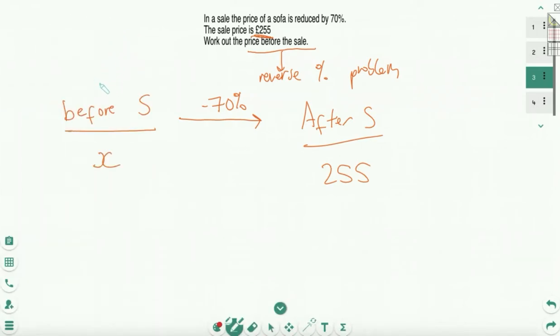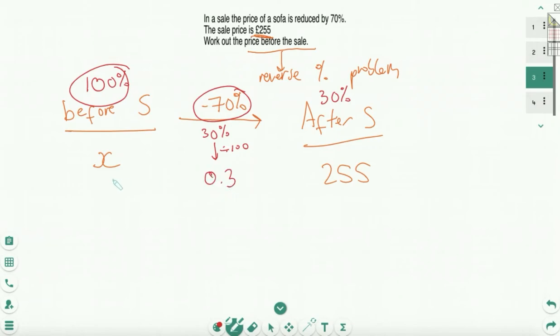Step 2, remember the original price is always 100%, so 100% minus 70% gives us 30%. We're going to divide that by 100 to get 0.3. So some number multiplied by 0.3 is 255. And then we're going to reverse that. The opposite of multiplying is dividing. So 255 divided by 0.3 should give us our x value.